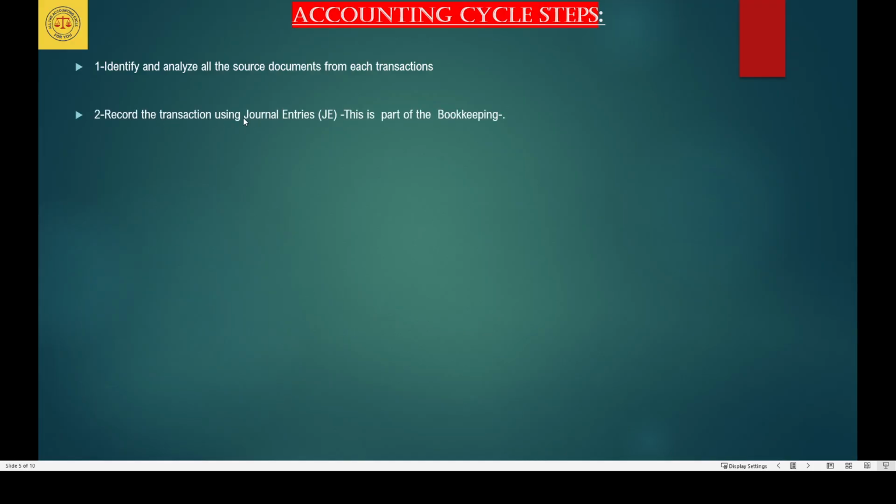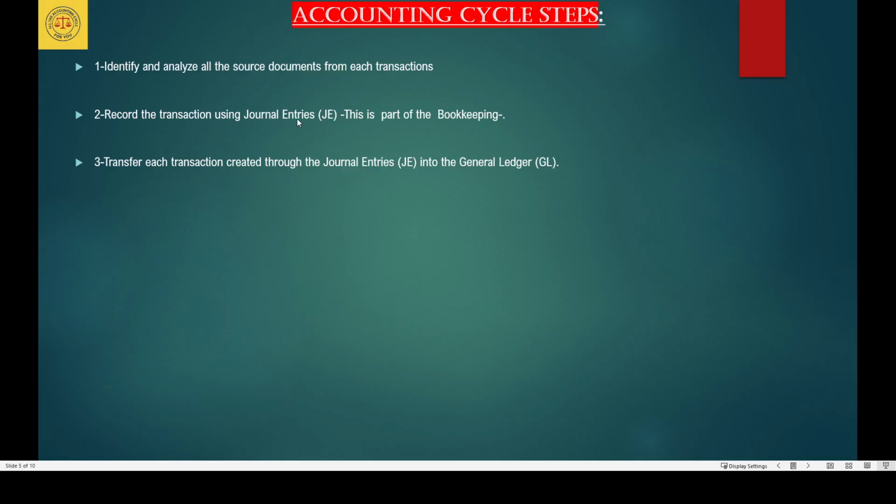Record the transaction using journal entries. After you have classified and organized everything, made it like a batch by categories, you start to record the transaction using journal entries. This is the first part, a very important part, because this is part of the bookkeeping. Somebody is going to start doing that one. Okay.